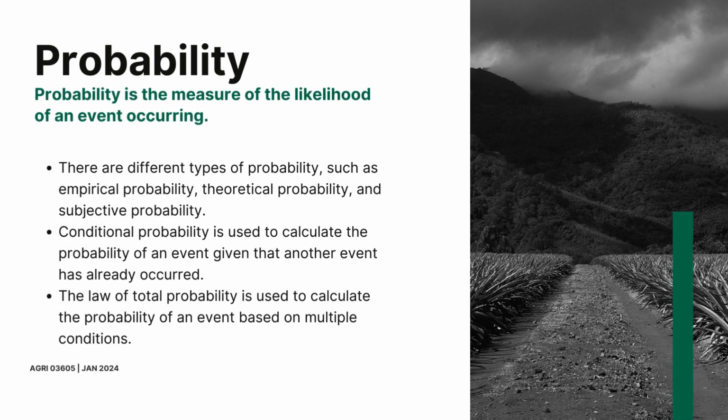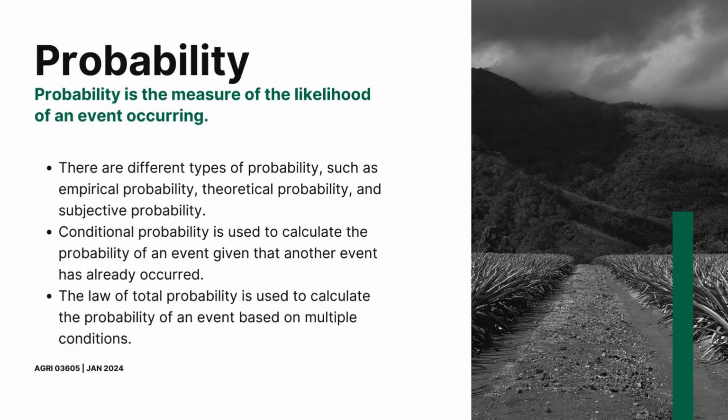Let's start with the basics. Probability is a way of quantifying the likelihood of an event occurring. It's a fundamental concept not only in statistics, but also in everyday decision-making in agriculture. Consider predicting the likelihood of a specific weather event affecting crop growth.